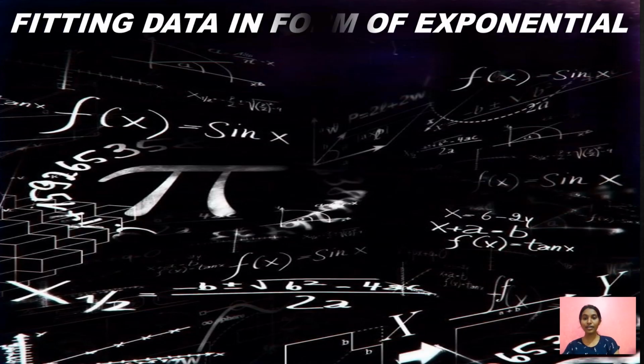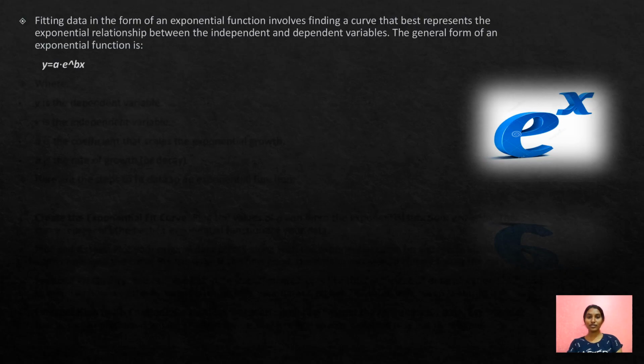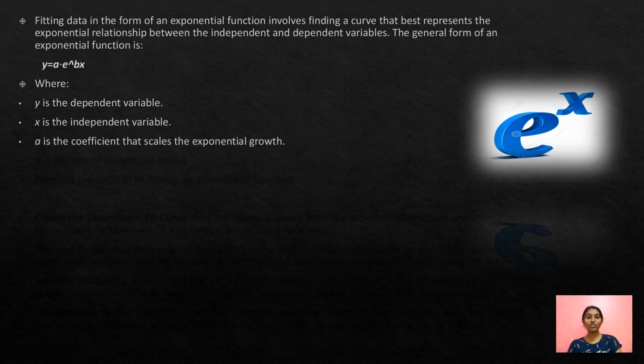Now let's see fitting a data in the form of exponential. Fitting a data in the form of an exponential function involves finding the curve that best represents the exponential relationship between the independent and dependent variables. The general form of an exponential function is y = a e^(bx), where y is the dependent variable and x is the independent variable, and a is the coefficient that scales the exponential growth, and b is the rate of the growth.